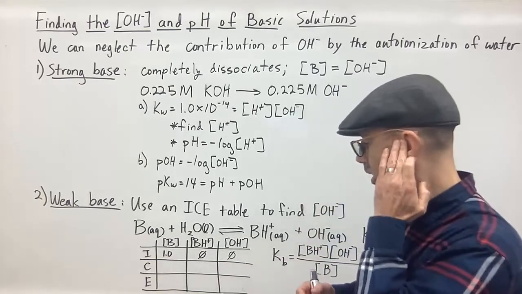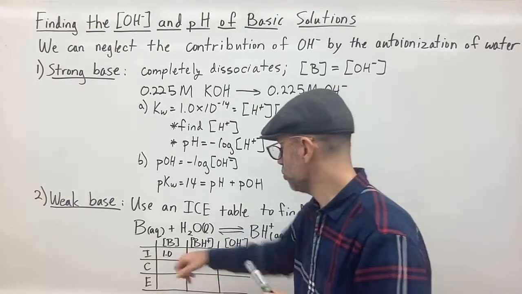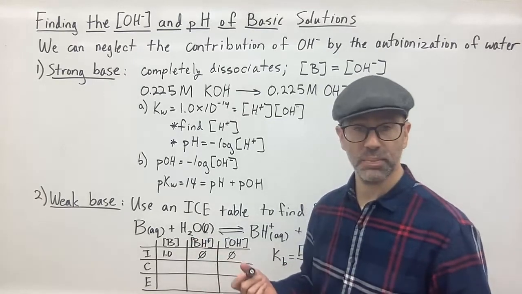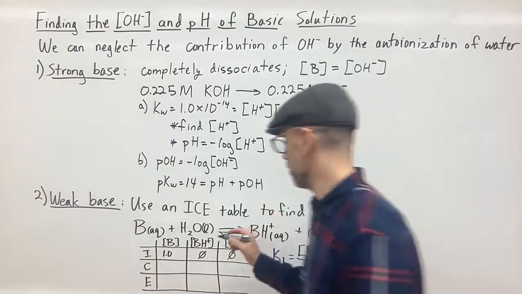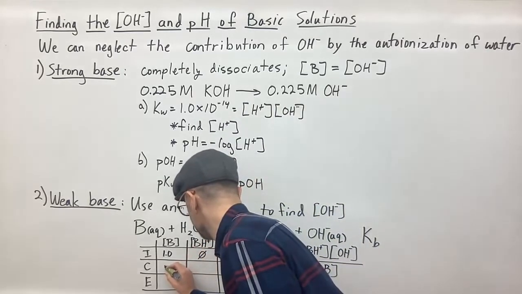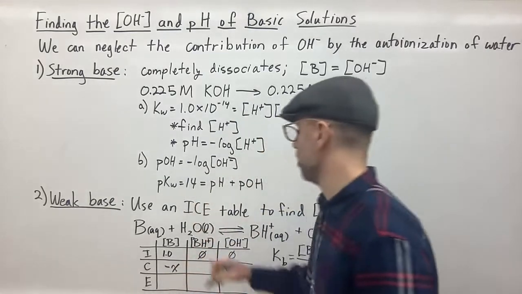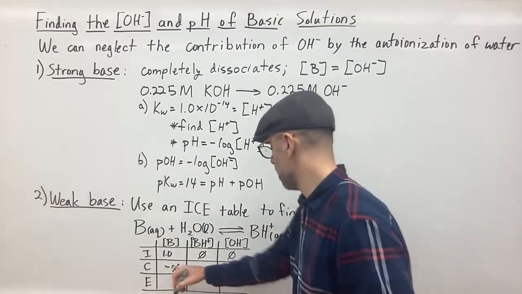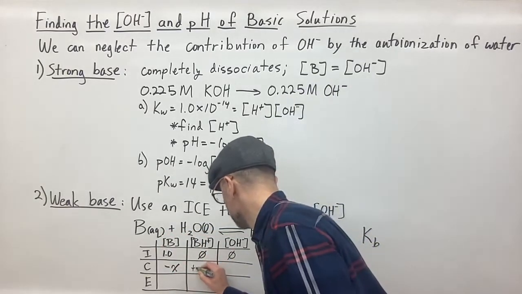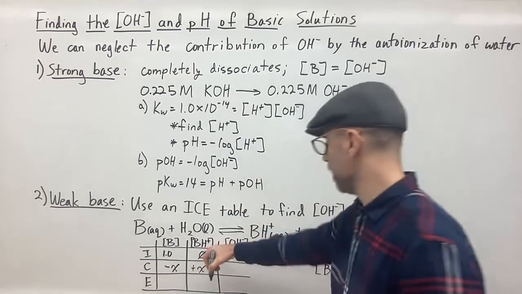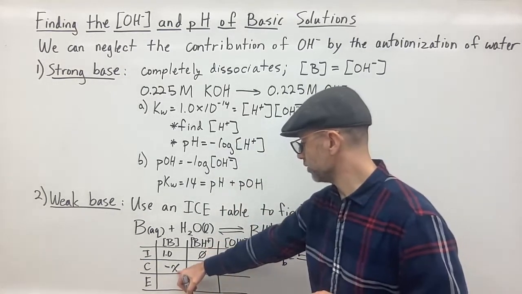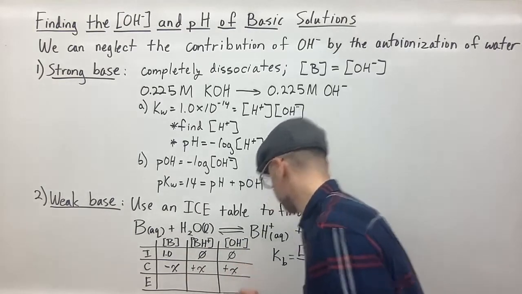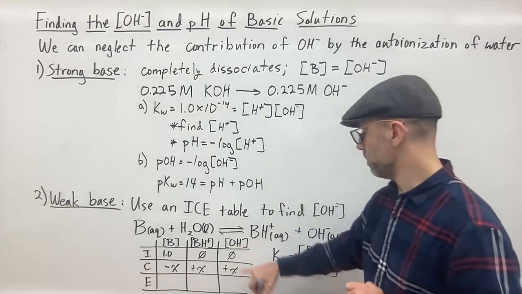So here, I'm going to end up losing some of my base, so I'm going to make that a negative x. Whatever x is, that's the amount I'm losing. Since it's a 1-to-1 ratio here, that means I'm going to gain a positive x amount of my BH plus, the same amount that I lost here, and I'm going to gain a positive x amount of my OH minus.